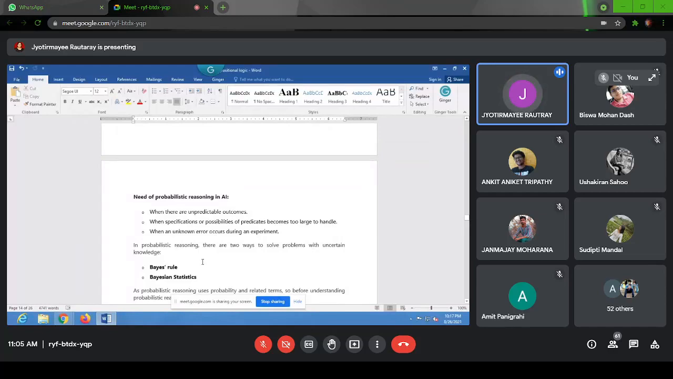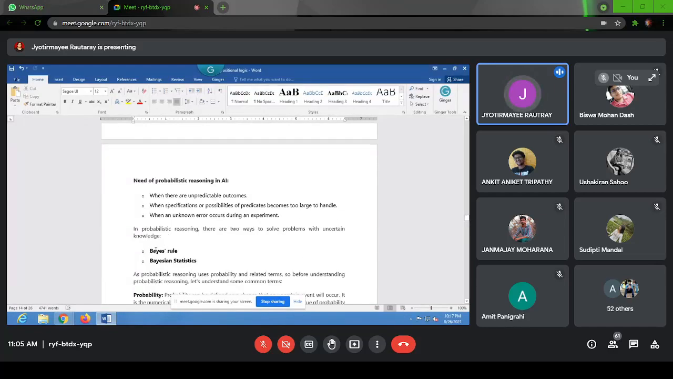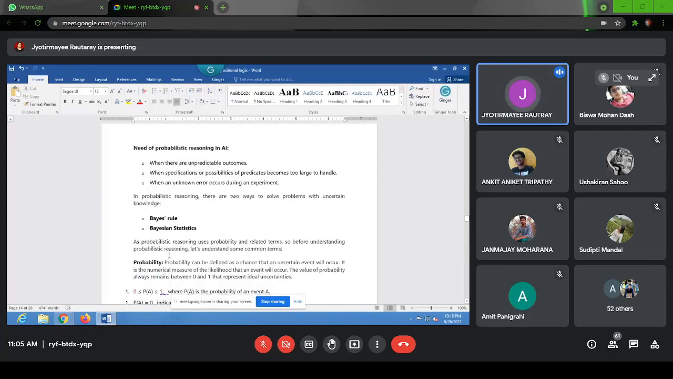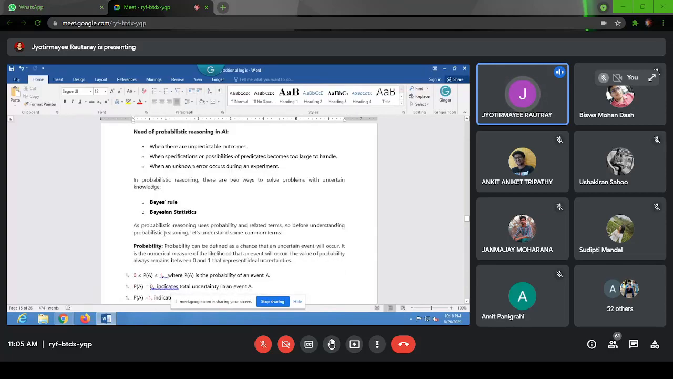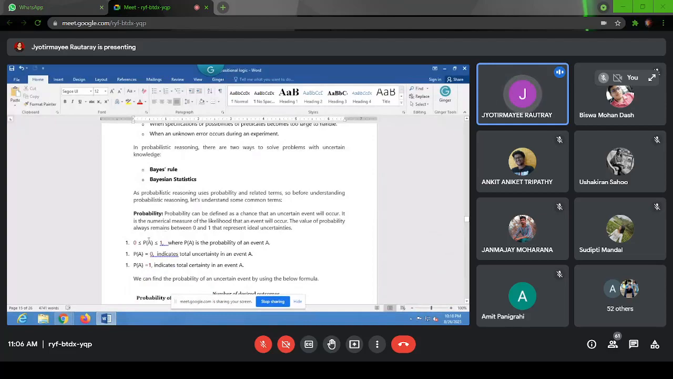Okay. So in probabilistic reasoning, there are two ways to solve a problem. One is Bayes' rule, another one is Bayesian statistics. This Bayes' rule is very, very important. So in case of probability, what are the properties of probability? The probability of a variable will always lie between 0 and 1.